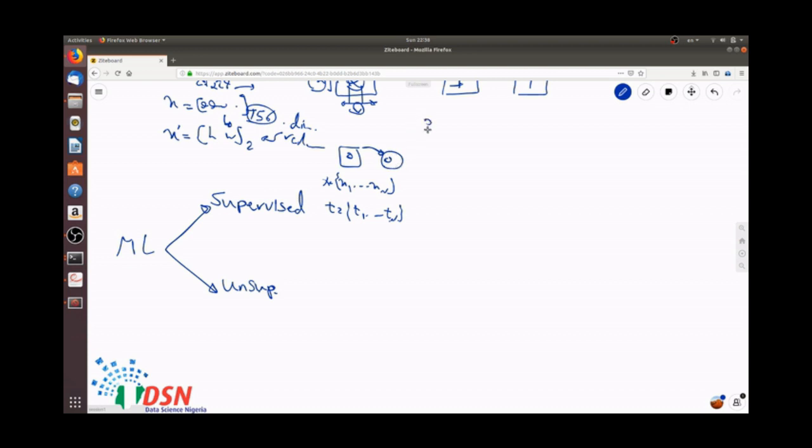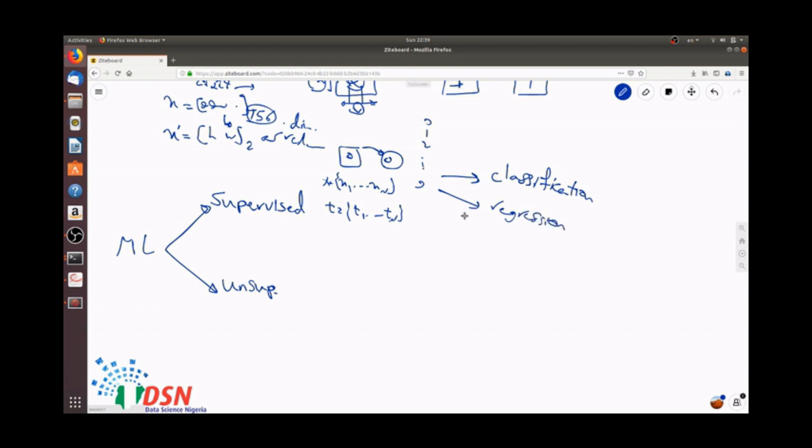The output could be 0, 1, 2 till 9. If the output is discrete, we call it classification, or sometimes maybe the output is continuous. In this case, we call it regression.